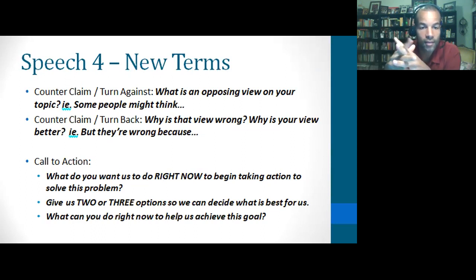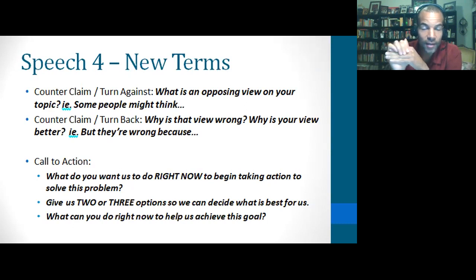And there's two parts to that, the turn against. So that's where we say, okay, some people think differently than me. And then there's the turn back, the second part of the counterclaim, where you then come back to your idea and explain why your idea is better than what the other people are proposing. Okay, you might be confused by that for now. You'll do your outline, I'll give you feedback, you'll be okay.